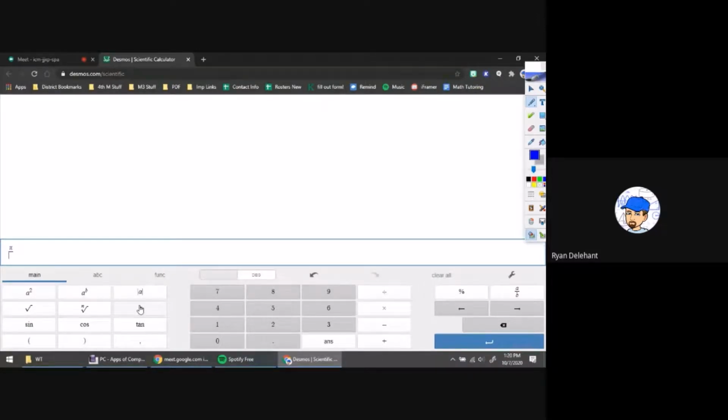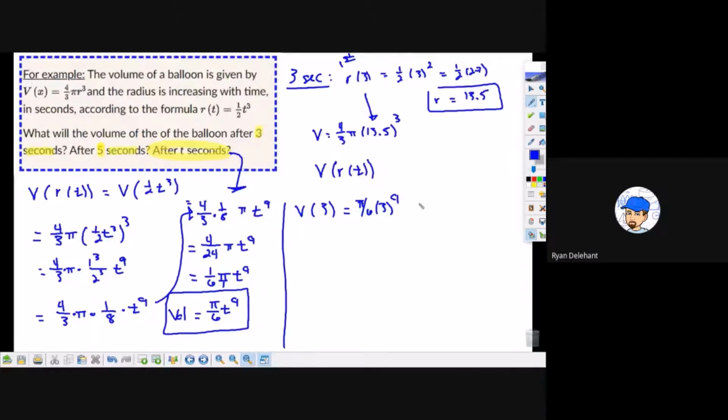So pi divided by 6 times 3 to the 9th is 10,305.99, right? What did you get too? If we round it to 2 places, it's going to be 10,306 because you're going to get zeros after that. So it's 10,306. And this is inches, right? It doesn't tell us. Let's say it's inches.